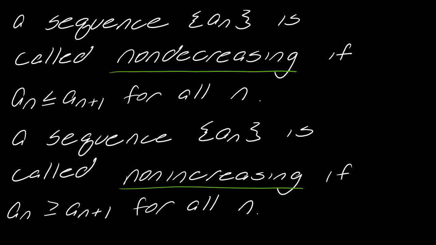Okay, so next, let's talk about the ideas of non-decreasing and non-increasing. A sequence is called non-decreasing. This always messes with my head, but a sequence is called non-decreasing if a sub n is less than or equal to a sub n plus 1 for all n. And then we call it non-increasing if a sub n is greater than or equal to a sub n plus 1 for all n.